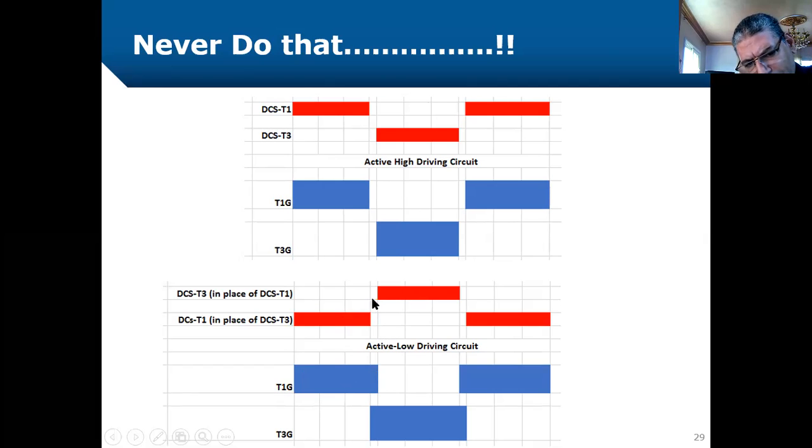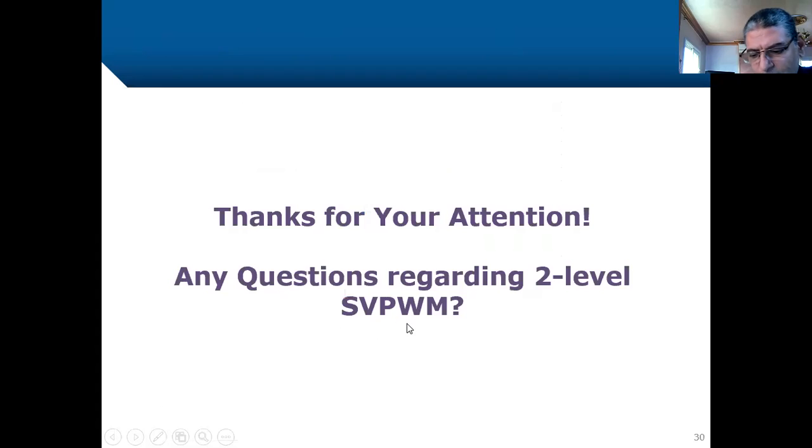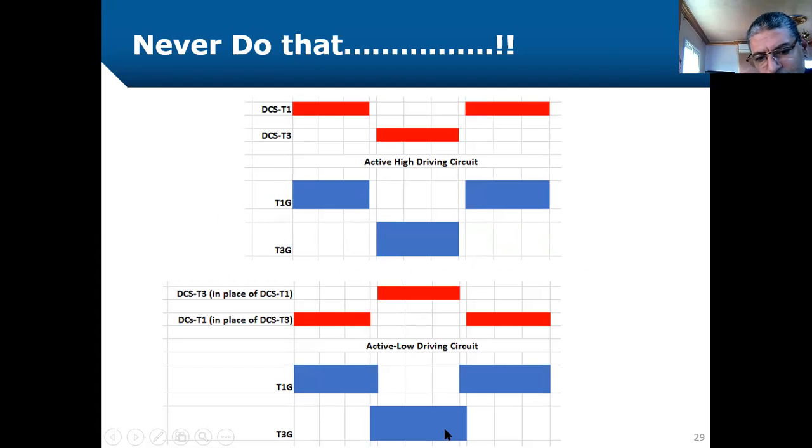It is driven by active low signal. So all of this span where active low signal is used to generate a pulse for turning on the upper transistor. And all this blank, all this off duration will be used to generate the driving signal, the gate signal of the lower switch. Look what happens.